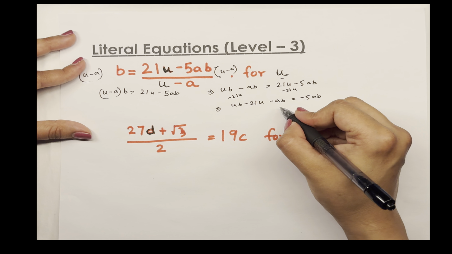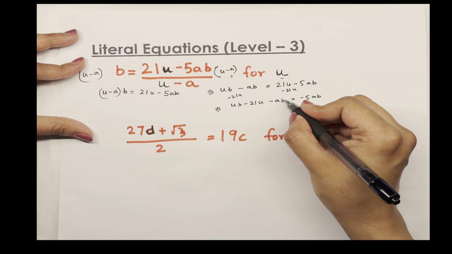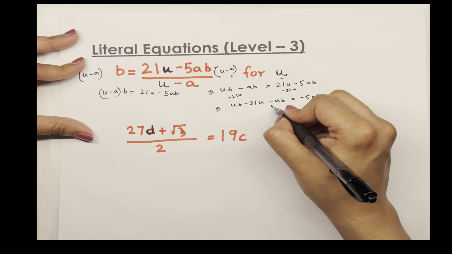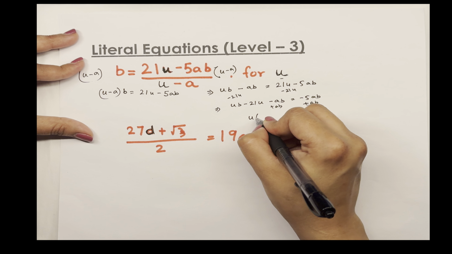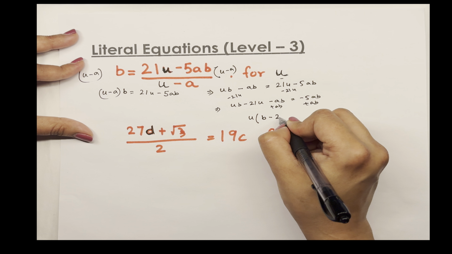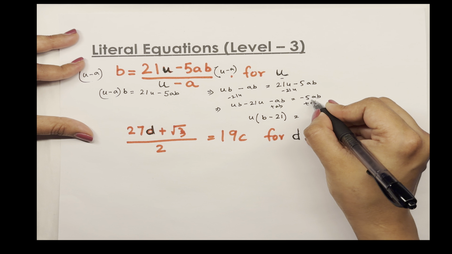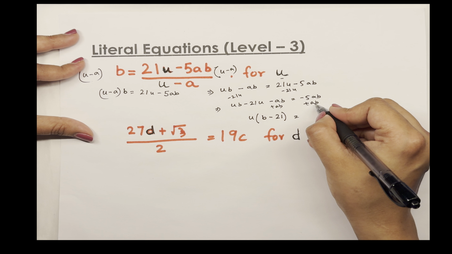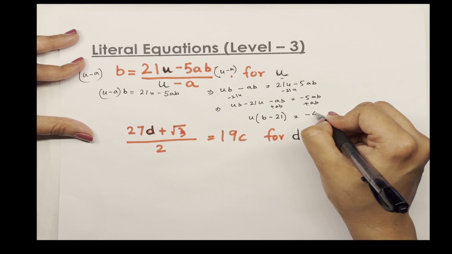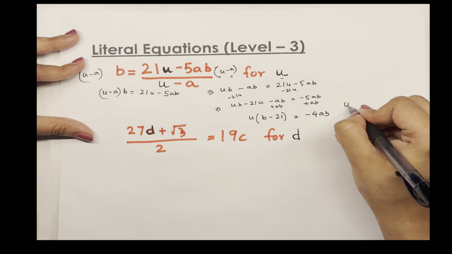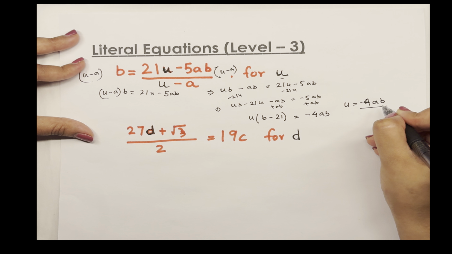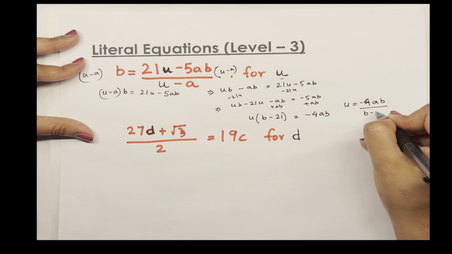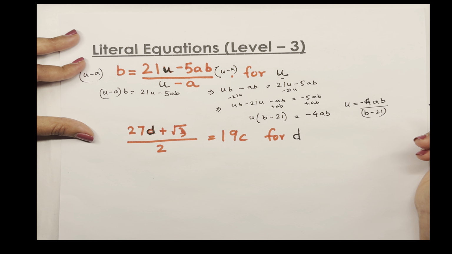equals minus 5ab. To get rid of minus ab on this side, we do plus ab on both sides. And make u common: (b minus 21) u is equal to minus 5ab plus ab, which equals minus 4ab. So u is equal to minus 4ab divided by (b minus 21).